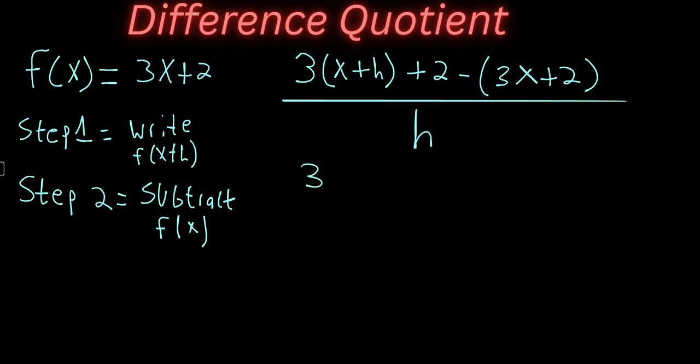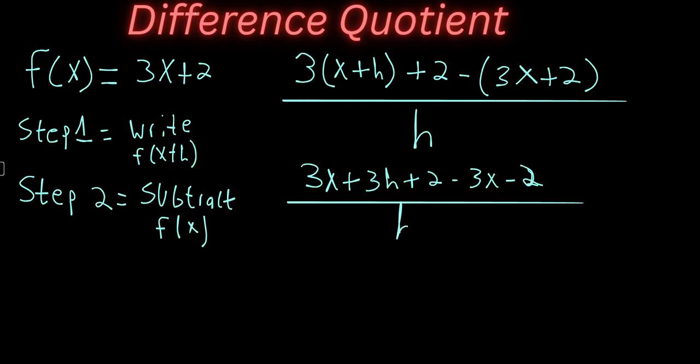So 3x plus 3h plus 2 minus 3x minus 2. Now, here is the key thing about difference quotients that really made it click for me. Ultimately what you want to happen when you're doing this is that everything that is not an h term is going to cancel out. So everything that's not an h term is going to cancel out in the numerator. So, let's check and see if that's the case.